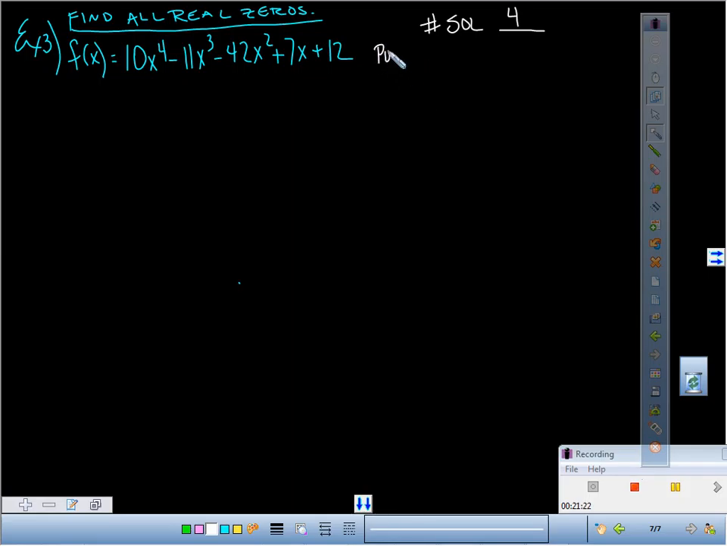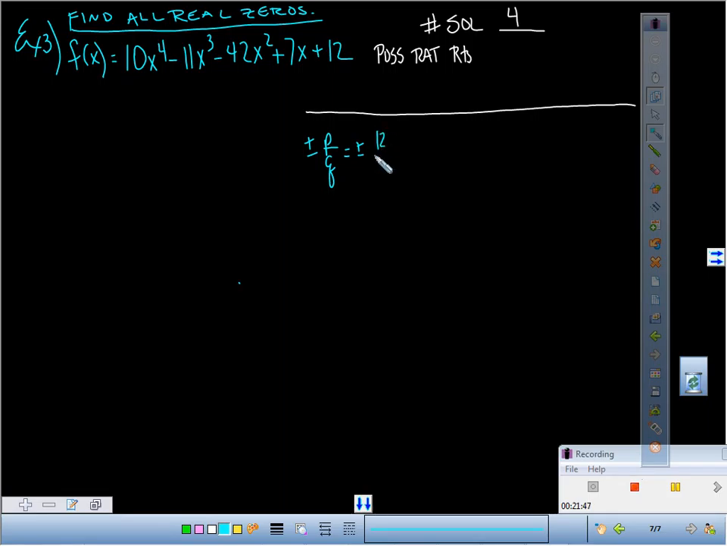Possible rational root. Yeah, you better make a long line on this one. Possible rational root. Okay, so here's the way I'm going to do mine. Plus or minus P over Q, where the last shall be first, and the first heads to the end of the line. All right? So plus or minus the factors of 12 over the factors of 10.